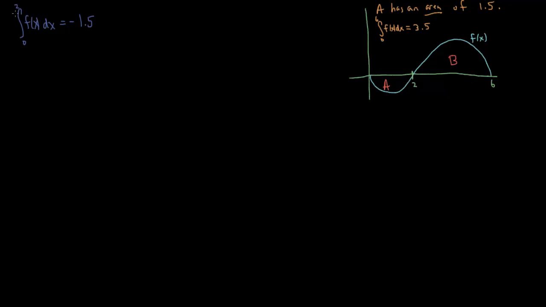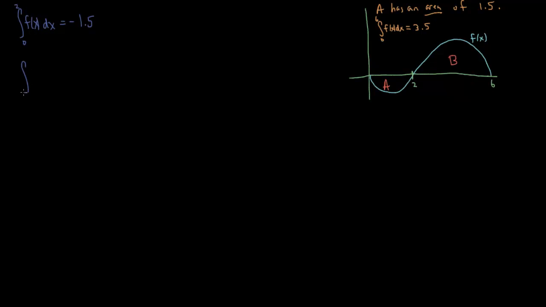But now from 0 to 2, everything is below the x-axis. So since the entire region is below the x-axis, that entire 1.5 is negative for the integral. So the area is positive, but the definite integral is negative. So that was first.